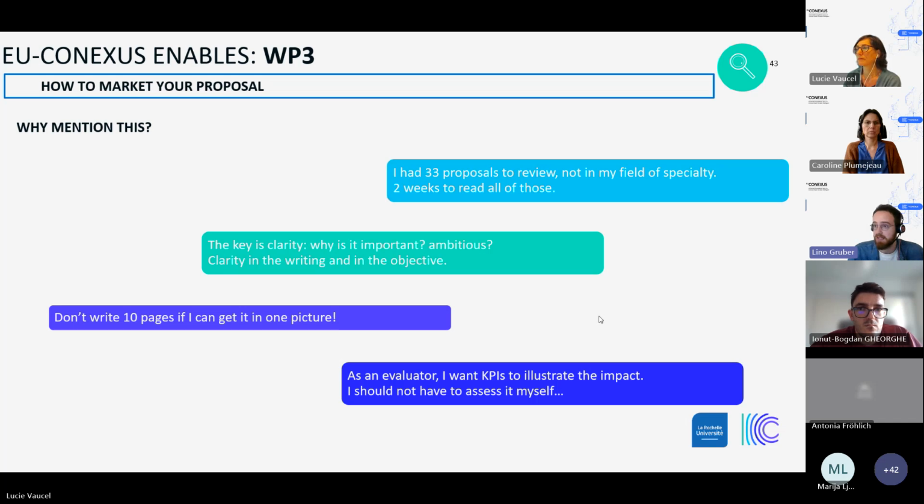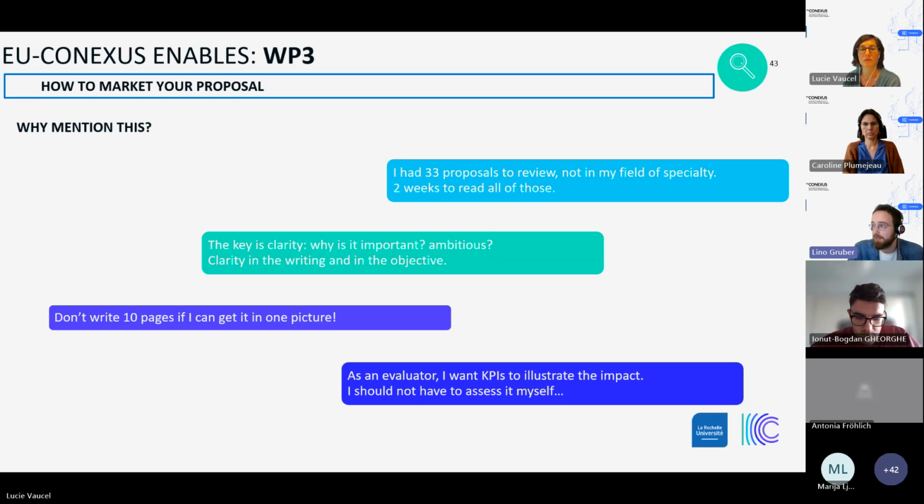Third bubble says, don't write 10 pages if I can get it in one picture. We will get back to that later, but it's usually good to go straight to the point. Basically, just keep in mind the evaluators don't have time, so you want to make their job easier. And the last one is, as an evaluator, I want KPIs, which means key performance indicators.